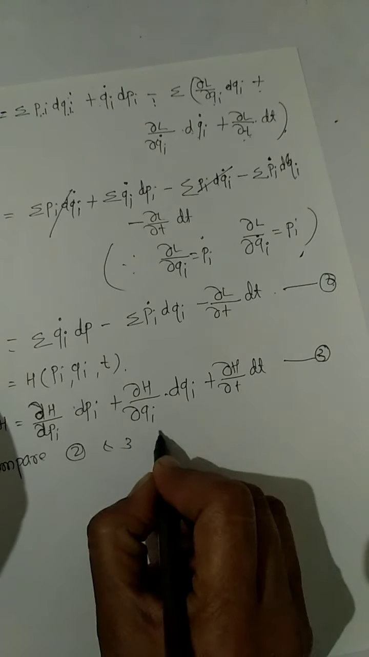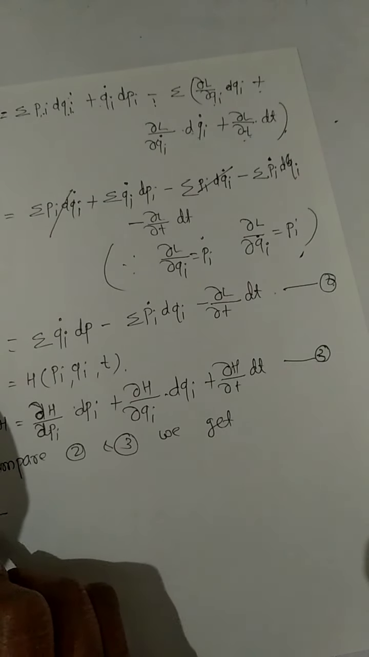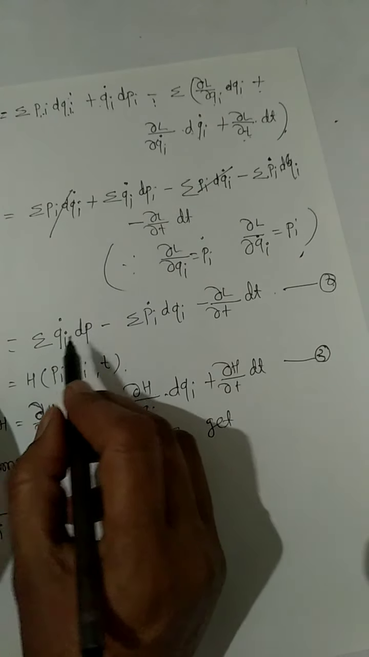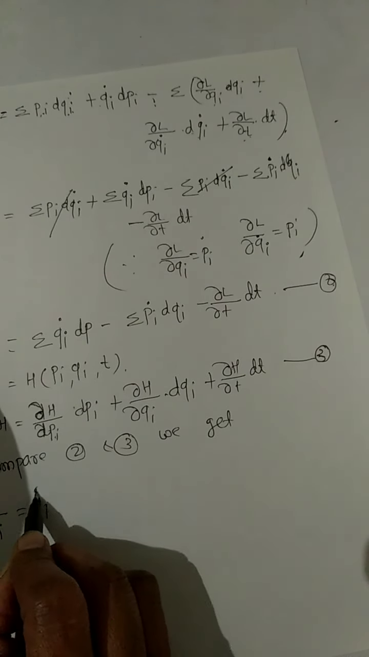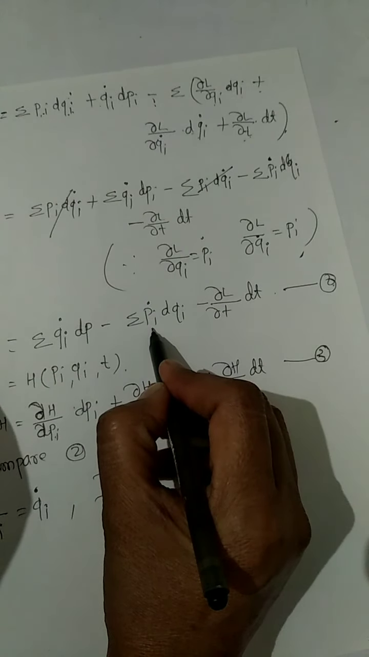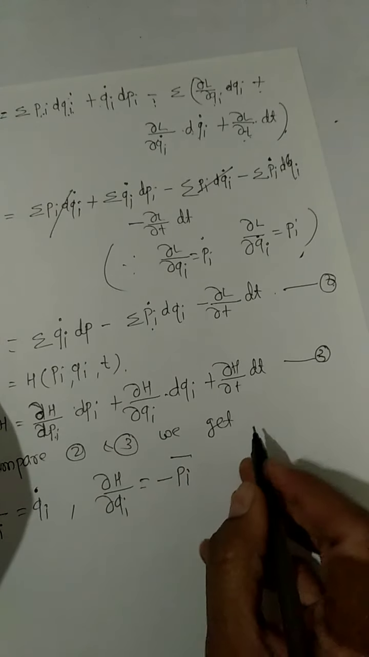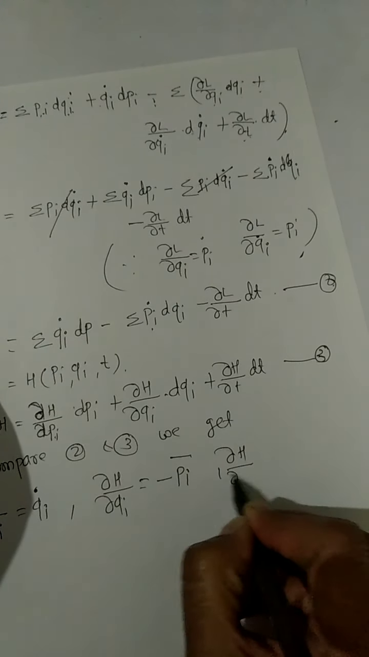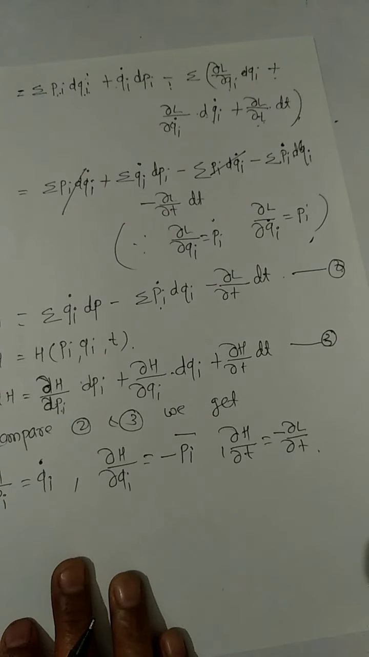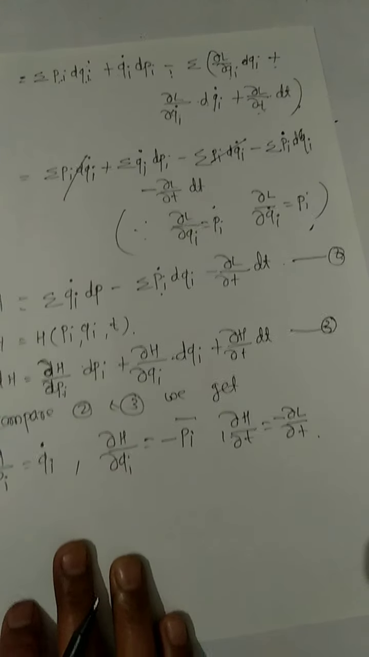We get del H upon del Pi is equal to minus Qi dot, and del H upon del Qi is equal to minus Pi dot, and del H upon del T is equal to minus del L upon del T. The first two equations are known as the Hamiltonian canonical equations of motion. Then we see the Hamiltonian principle.